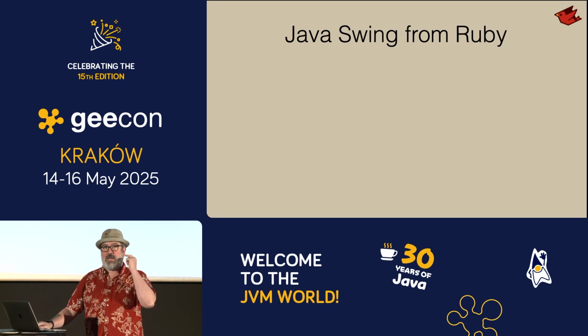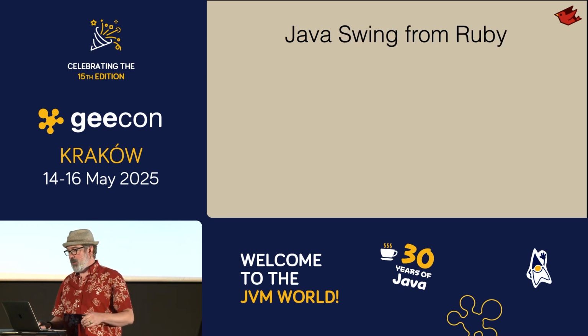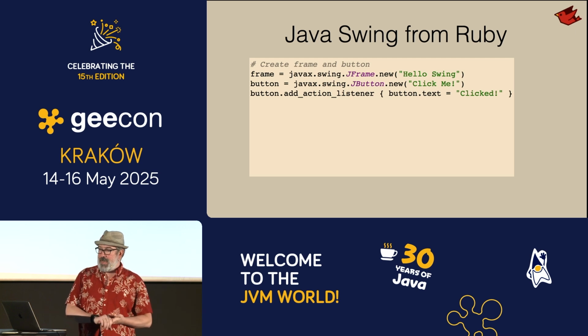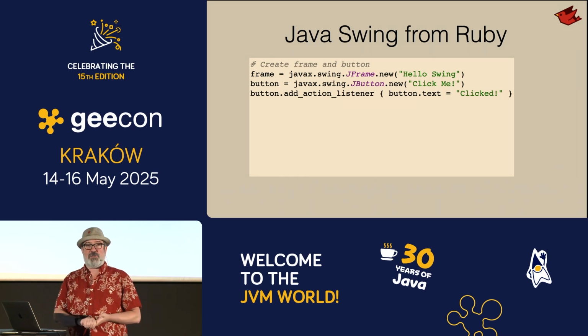So I'll walk through a little example here of using the Swing library from Ruby. Here we have our accessing of the JFrame and JButton classes. This is all pure Ruby code here.